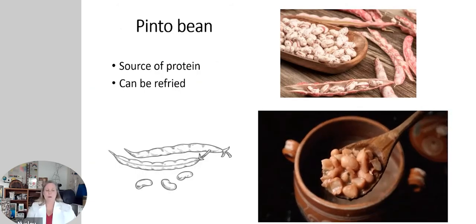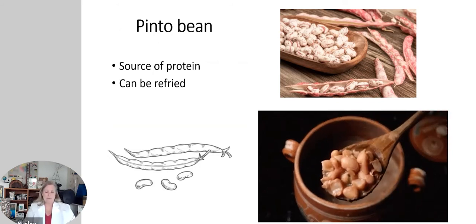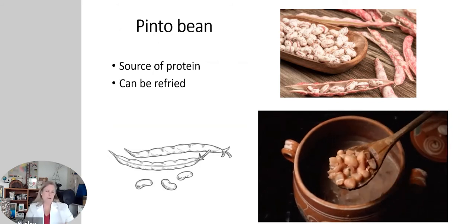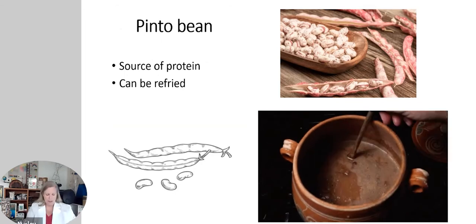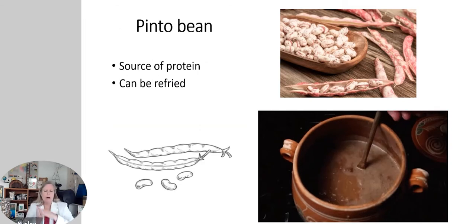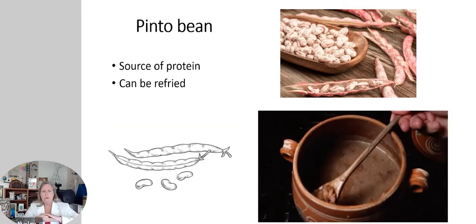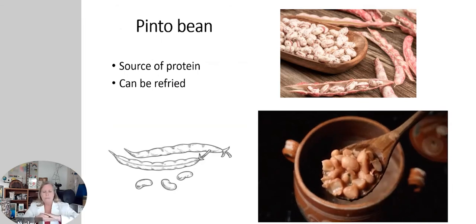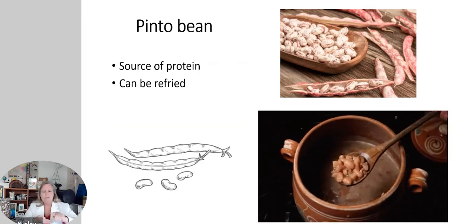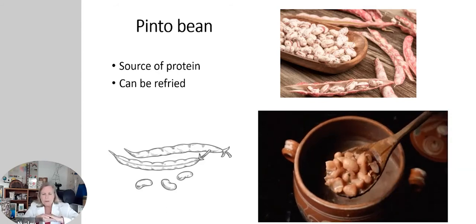Now these pinto beans, this is another great source of protein. And this is a bean that can be cooked and then refried. And the pinto bean is funny because look on the outside of that pod. See how it's got kind of red mottled colors all over it, red and cream? That same color follows through to the seed. Look at those seeds. They even have the little marks on them.